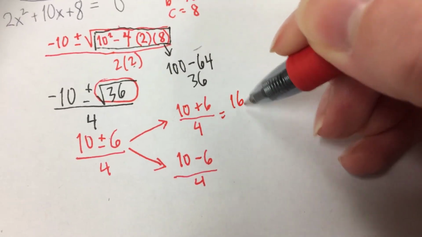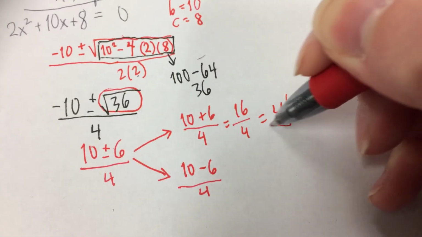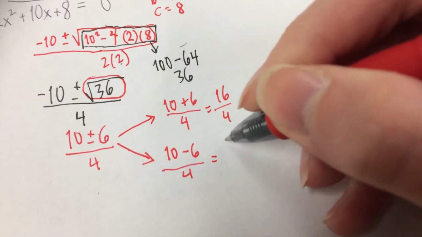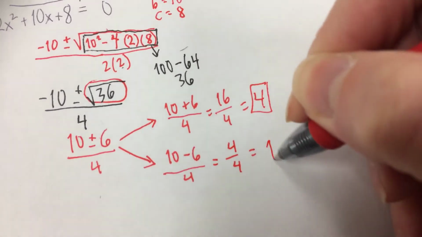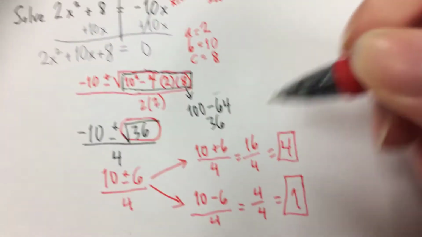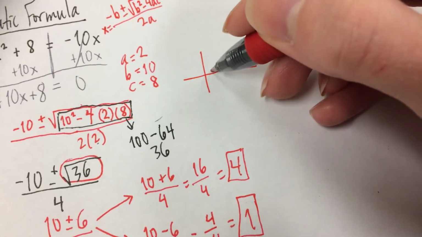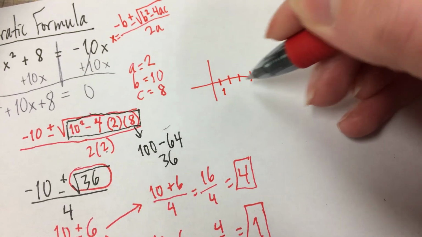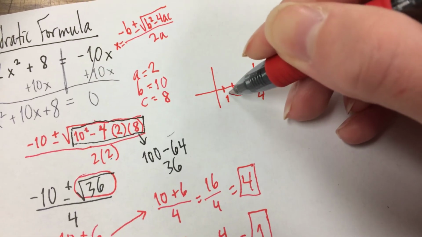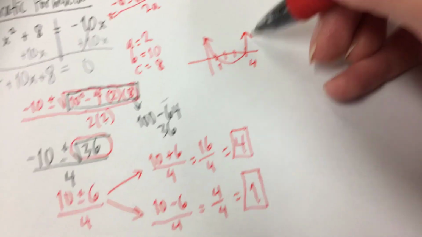So this one will give you 16 over 4, which is 4. That's your first solution. And then this will give you 4 over 4, which is 1, which is your second solution. If you were to see this equation graphed, it would be a parabola, and you would see the x-intercepts of your parabola at 1 and 4, which is where your solutions are.